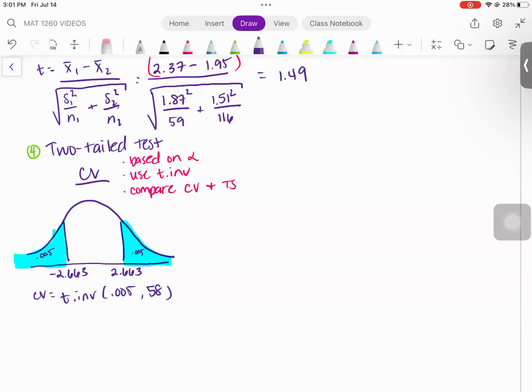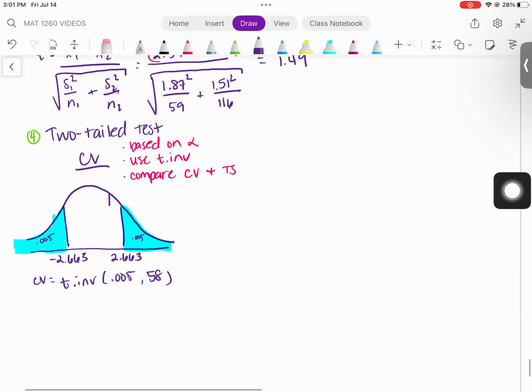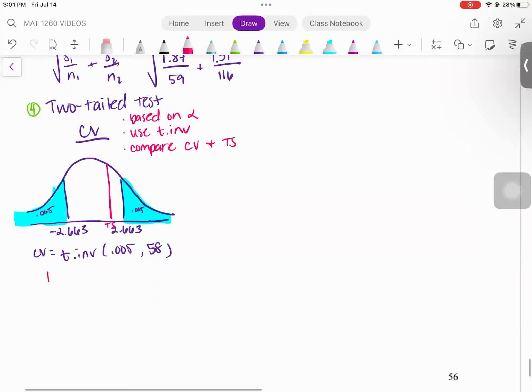Now to make our decision, we want to place our test statistic 1.49 on this graph. 1.49 is less than 2.663, so it's going to be out here, outside of that shaded rejection region, which means our decision is failed to reject the null hypothesis. If you wanted to run this test using the p-value method as well, the p-value would end up being 0.1416.